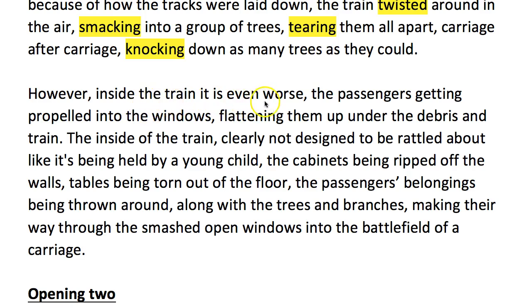However, inside the train it's even worse. The passengers getting propelled into the windows. Again, you can see how hard he's working with that verb. Flattening them up under the debris. Again, a really powerfully worked verb there. He's working well with his vocabulary.